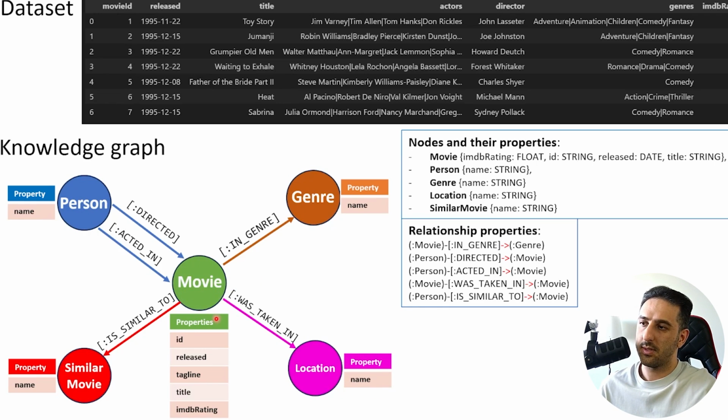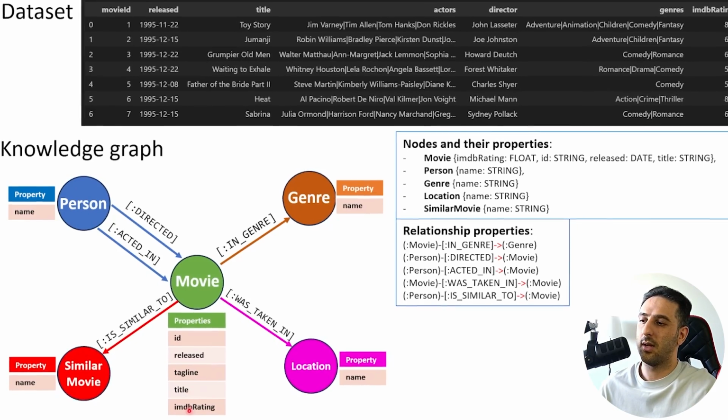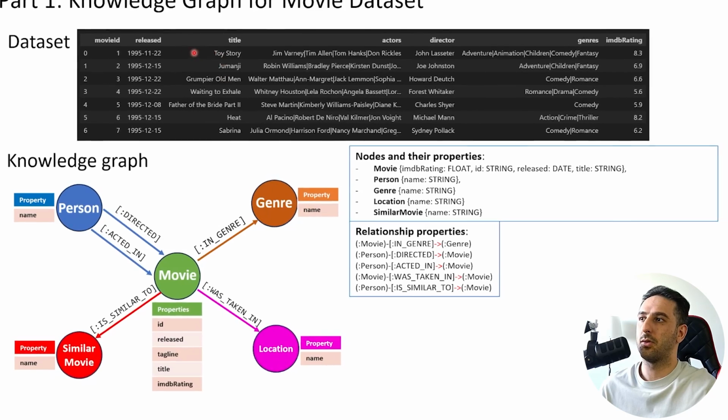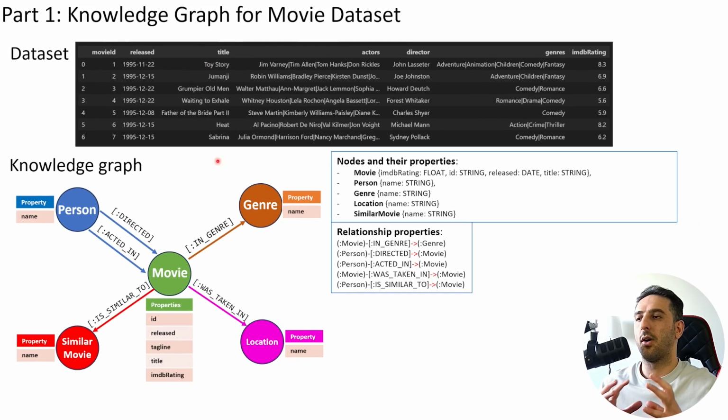Our movie node has multiple properties. It is going to have the ID property, as you can see here. It is going to have the release date, the tagline, title, and IMDb rating. So tagline is again a column that I'm going to create synthetically, but you can see title, IMDb rating, and released also in our database. So this is the knowledge graph that we want to construct from this dataset, and I will show you how it's done in a few minutes.